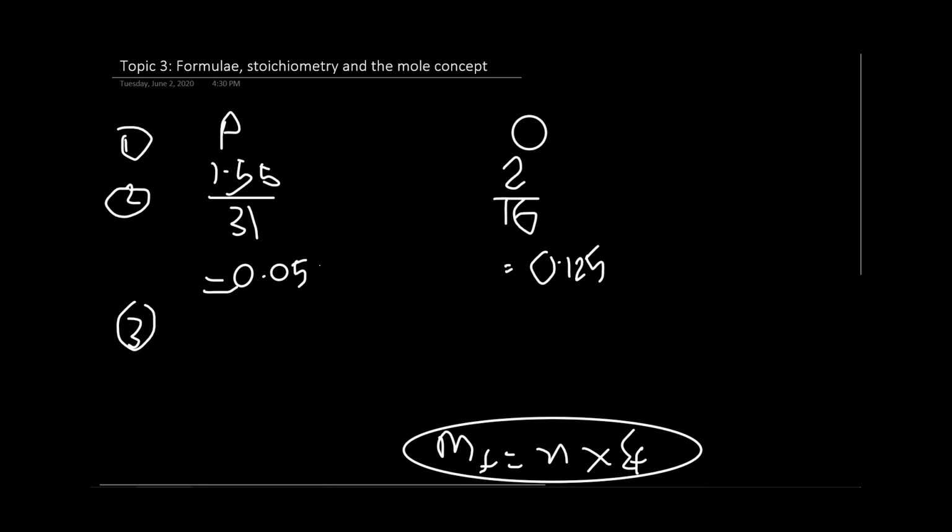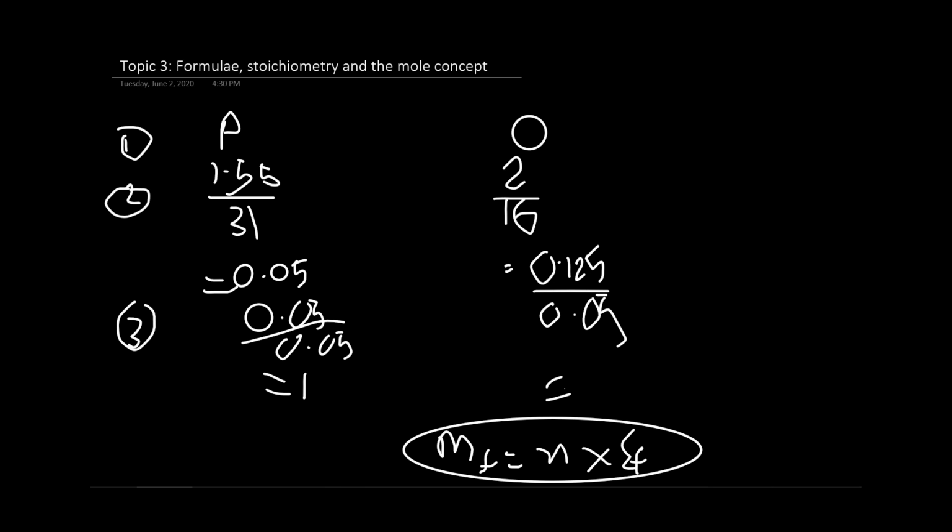Now what you need to do is divide both by the smaller value, which is 0.05. You divide this by 0.05, and then you divide this by 0.05 as well. This is your third step. So you get a 1 here, that's for certain, and here you get 2.5. This is your ratio, the simplest ratio.